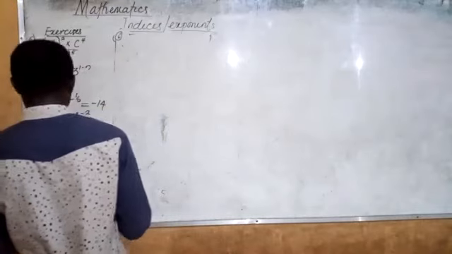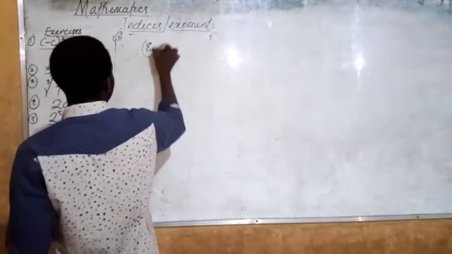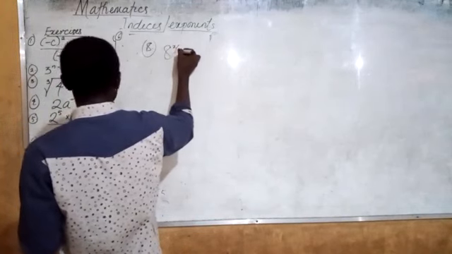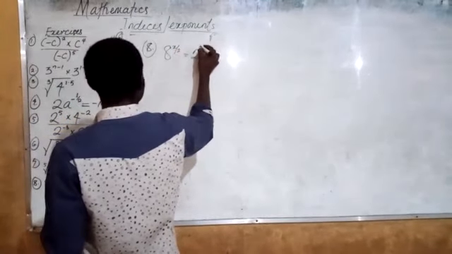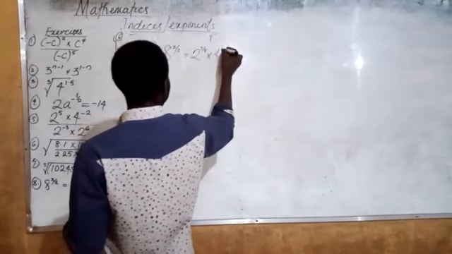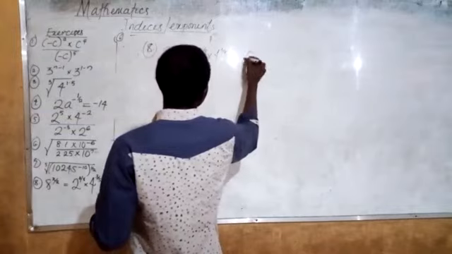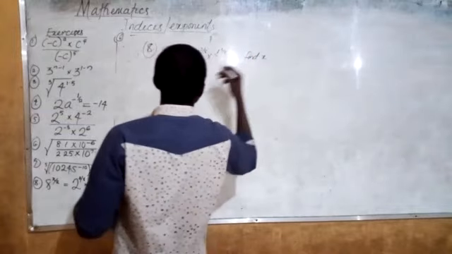Now it says, that is number 8. It says that 8 raised to the power x over 2 equals 2 raised to the power 3 over 8 times 4 raised to the power 3 over 5. And we are asked to find x, okay? All right.